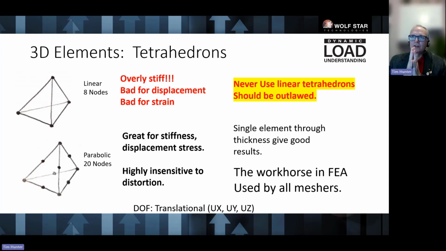A big caution here is that some of the meshers, one of the most popular meshers, I'm not going to mention the name of it, when you mesh tetrahedrons, it meshes only linear tetrahedrons. Then you have to go after the fact and convert those linear tetrahedrons into parabolics.